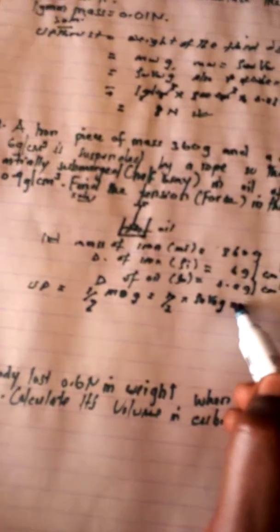So we can multiply and get 1/2 times density of oil, which is given as 0.9, times the volume of oil.